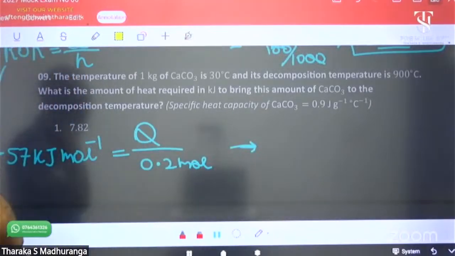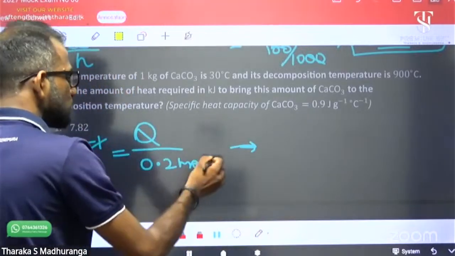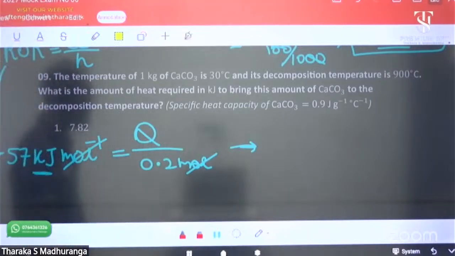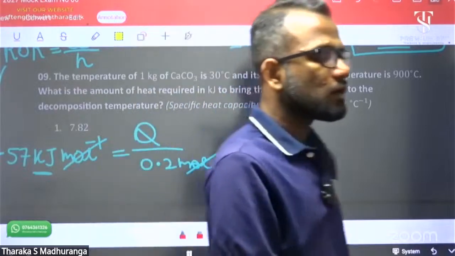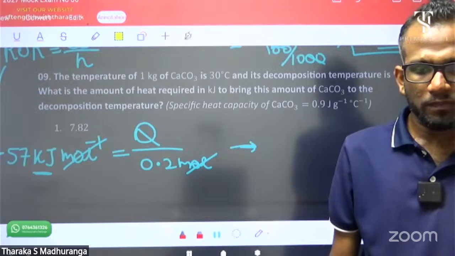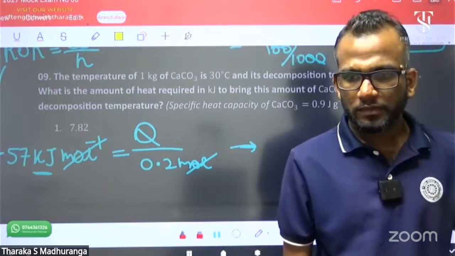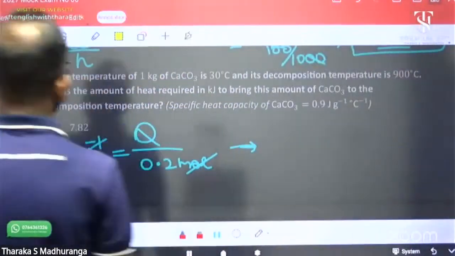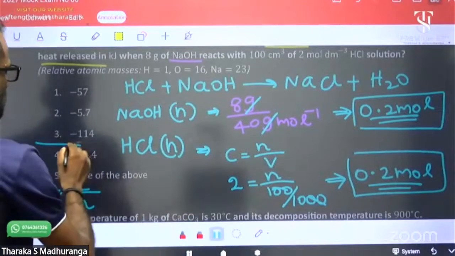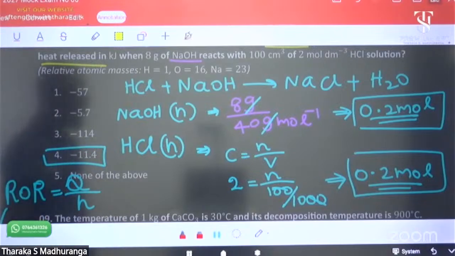Now you can do the cross multiplication. 57 into 0.2. Per mole, mole cancels out. Then the answer comes in kilojoules. 57 into 0.2, what's the answer? Minus 11.4. Sorry, answer number 4. Clear, Mariam?